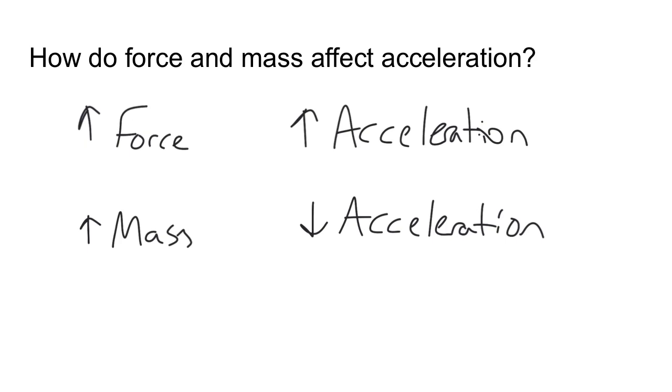And so I can see that force and acceleration are directly related to each other, as one increases, the other increases, and mass and acceleration are inversely related to each other. As mass increases, acceleration drops. And so this is what the basis for Newton's second law is going to be. And really what we're going to be doing here is putting numbers to this relationship.